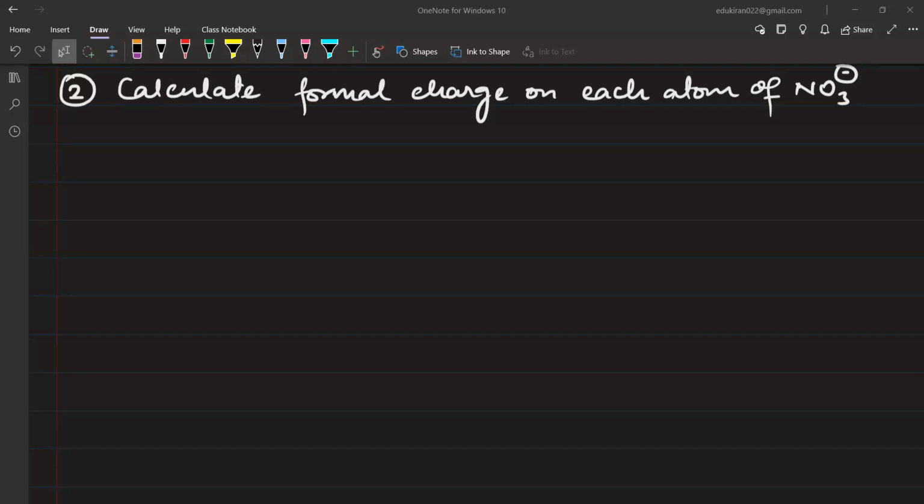Nitrogen: 5 minus 0 minus 4, plus 1. Okay, very good. The first oxygen, this one, will have 6 minus 4 minus 2. Then we have the second oxygen atom, this one, and the third one, this one.